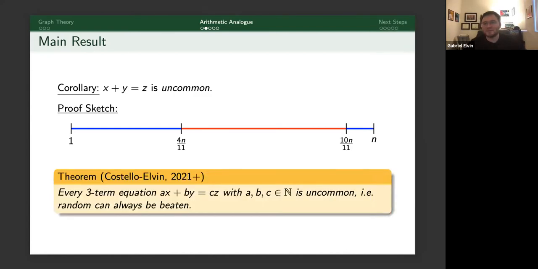And so our result was really to generalize this corollary. What we did was we showed that every 3-term equation, so instead of x plus y equals z, we can now say ax plus by equals cz, where those coefficients are all positive integers, every single equation of that form is uncommon. So random can always be beaten, no matter what the coefficients are.